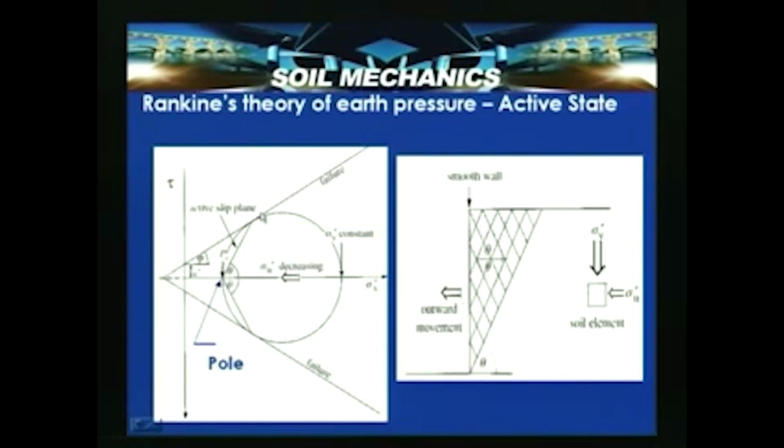This failure plane, when you draw a line from here to the point where it cuts the failure envelope, has an inclination theta, which is nothing but 45 plus phi by 2, where phi dash is the friction angle. As the soil is homogeneous, it can have a failure plane like this, and it can have a failure plane like this. So, this failure plane actually represents the failure plane which is here.